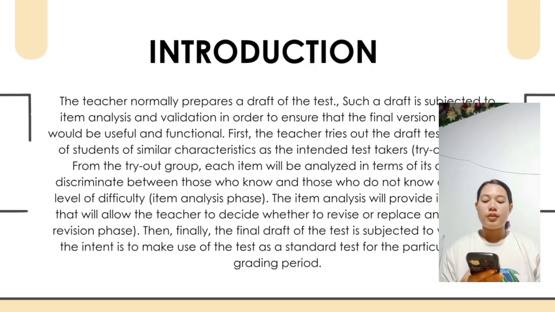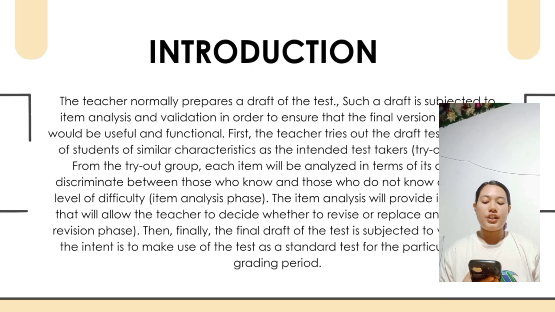The process involves four main phases. The first one is the tryout phase. The draft test is administered to a sample group similar to the target audience. Second is the item analysis phase. Each test item is evaluated for difficulty and its ability to discriminate between students with varying levels of knowledge.